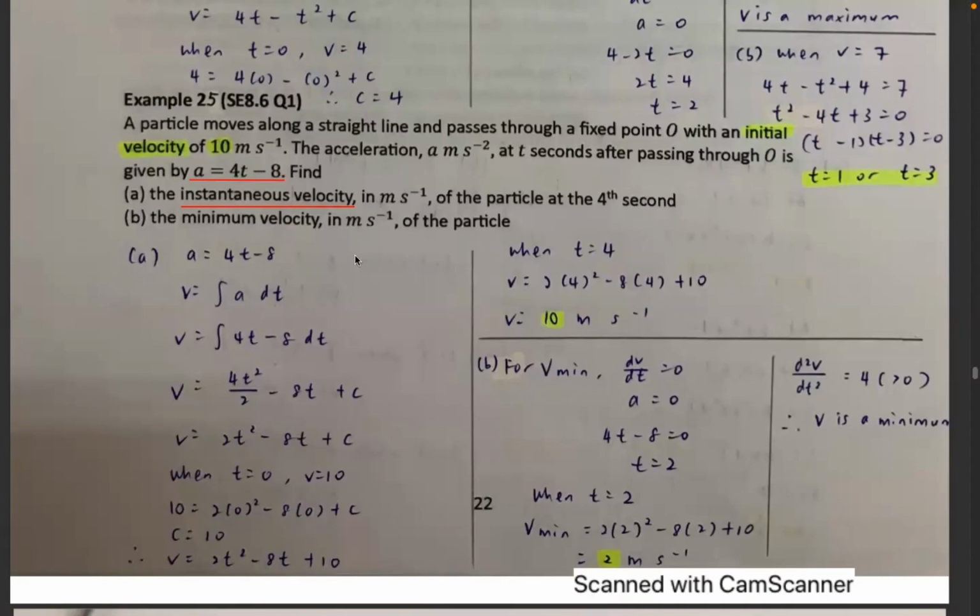B, find the minimum velocity of the particle. Whenever you see the word minimum or maximum, that means you have to do differentiation and let it be 0. So for minimum velocity, we have to do dv/dt and let it be 0. So dv/dt equals 0. dv/dt is a, so a equals 0.